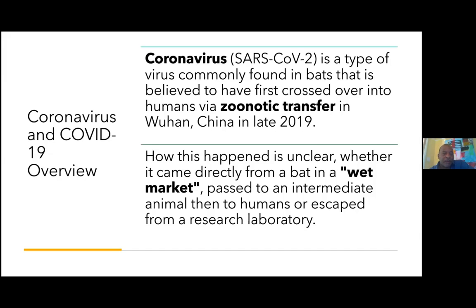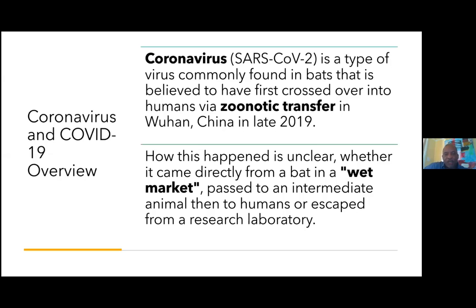And pretty much it's accepted to have first crossed over into humans sometime in late 2019. And as you may or may not know, these viruses that are in wildlife sometimes hop over to humans, and the process is called zoonotic transfer. So I won't go into that, but that's the process through which viruses and ailments that exist in the animal world cross over into humans. So they don't really know how this happened.